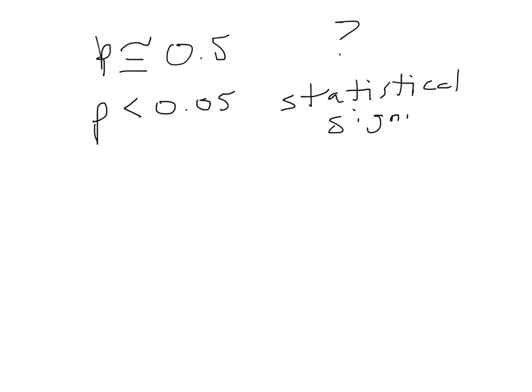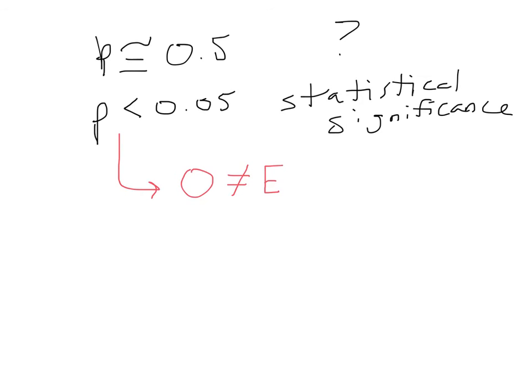What does that tell us? Well, scientists have generally agreed that a p-value less than 0.05 is necessary to achieve what we call statistical significance. What does that mean? In short, when p is less than 0.05, we conclude that the observed values are not equal to the expected values.